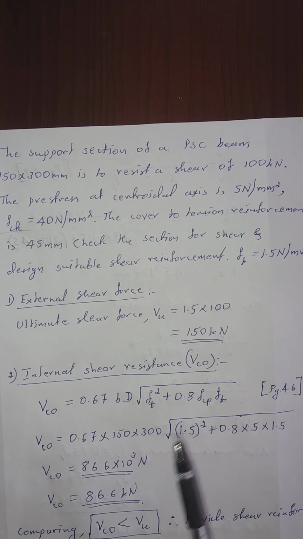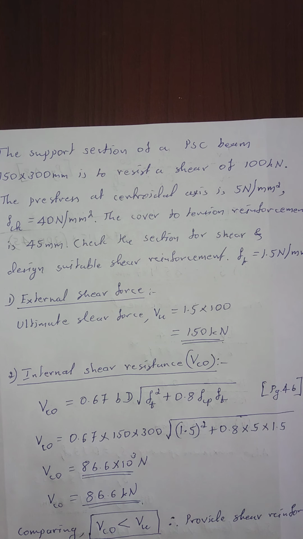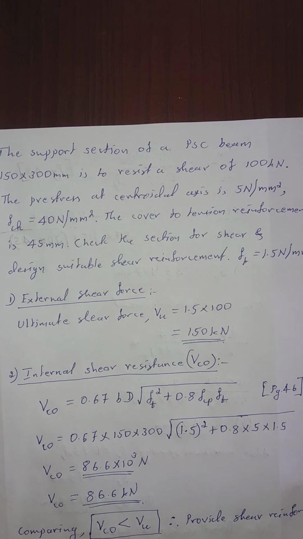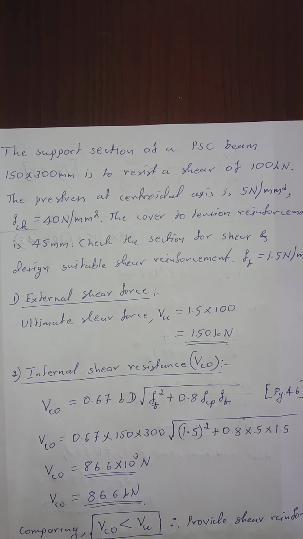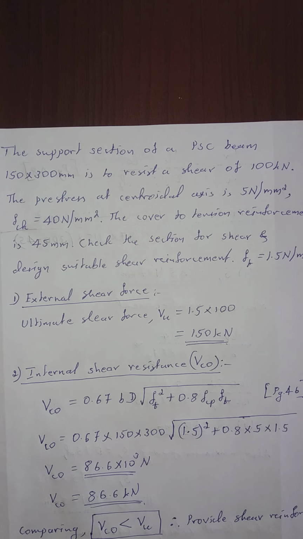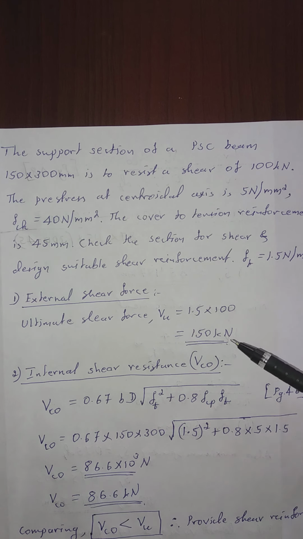First step, you have to calculate the external shear force. Here shear force is given, but it is not mentioned whether it is a factored load or not. So you have to calculate the ultimate shear force by multiplying with a factor of safety, 1.5 into 100. 100 kilonewton is given, so I multiply with 1.5, and you will be getting 150 kilonewton. Go with the second step.